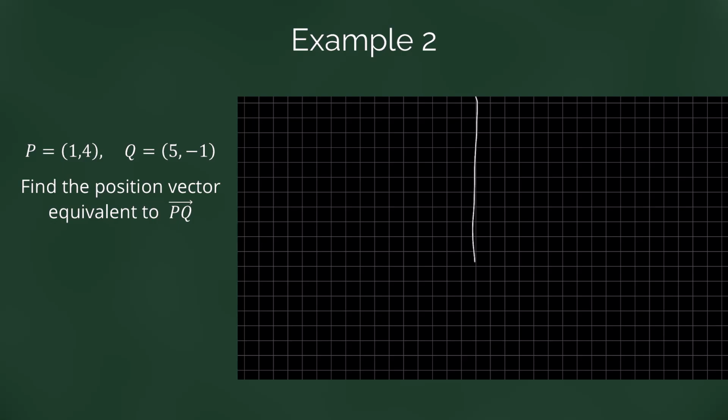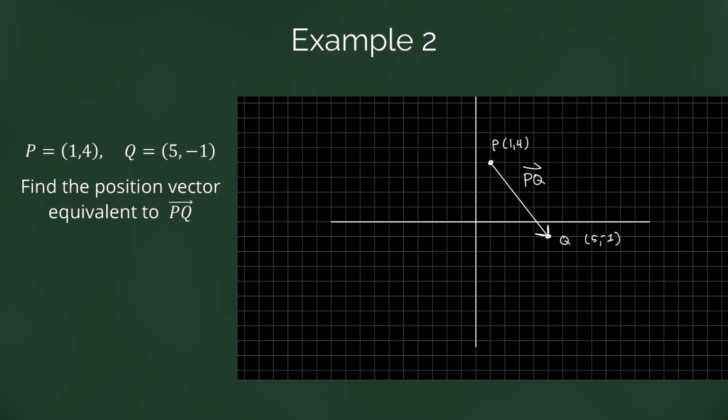So one thing to note here is that the vector is written as PQ with an arrow over it, which tells us that the point P, which is 1, 4, is the beginning point of our vector, and the point Q, which is 5, negative 1, is going to be the terminal point of our vector. In other words, our vector goes in the downward direction. So this is the vector PQ. And we want to write a vector that is equivalent to that, but is a position vector.